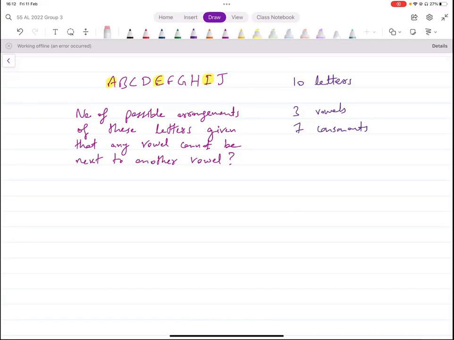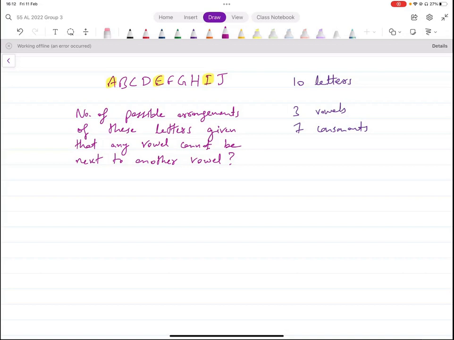Okay, so we've got these letters A, B, C, D, E, F, G, H, I, J. There are 10 letters in total. We want to find the number of possible arrangements of these letters, given that any vowel cannot be next to another vowel. So none of the vowels can be next to each other.